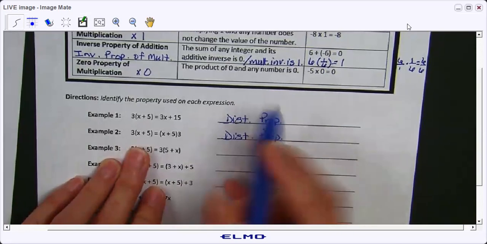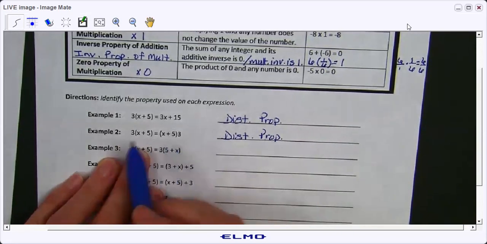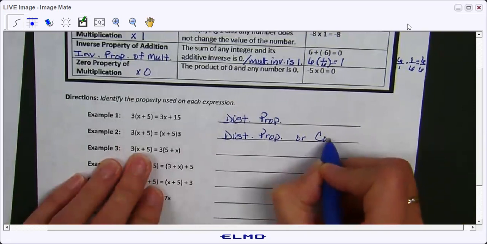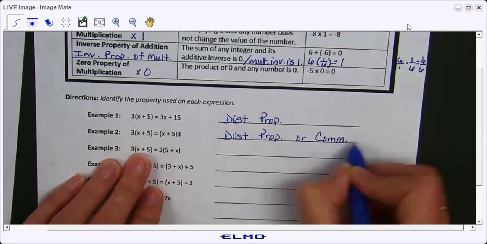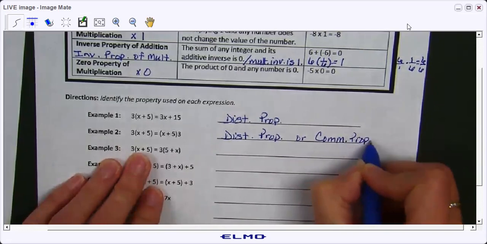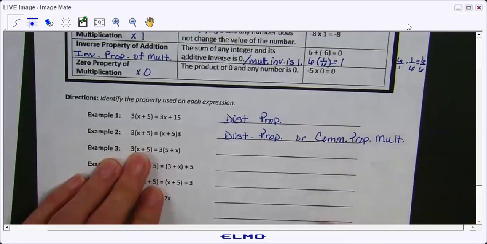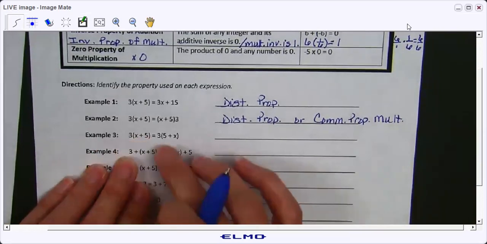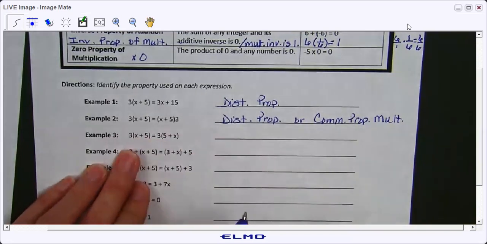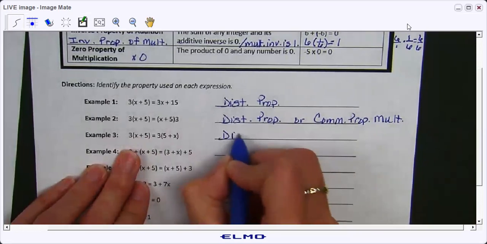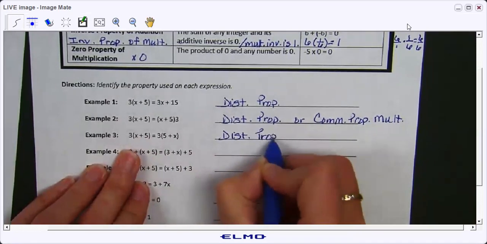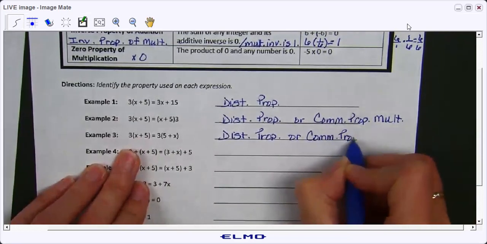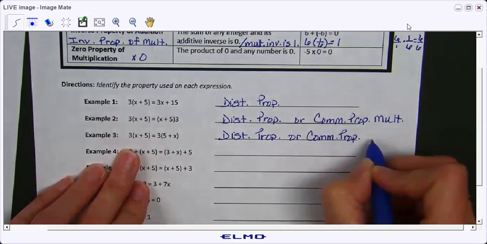The groupings are the same, but the order is different. So it could be commutative property. Yeah, it could be both. Okay, it could be both. All right, the next one. It could be distributive property, but what else could it be? Commutative property, so it could be both. What if it is both on the homework? I will take either one.